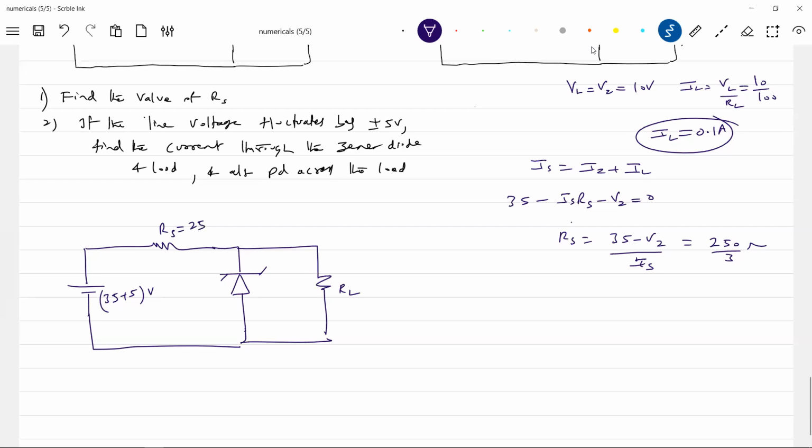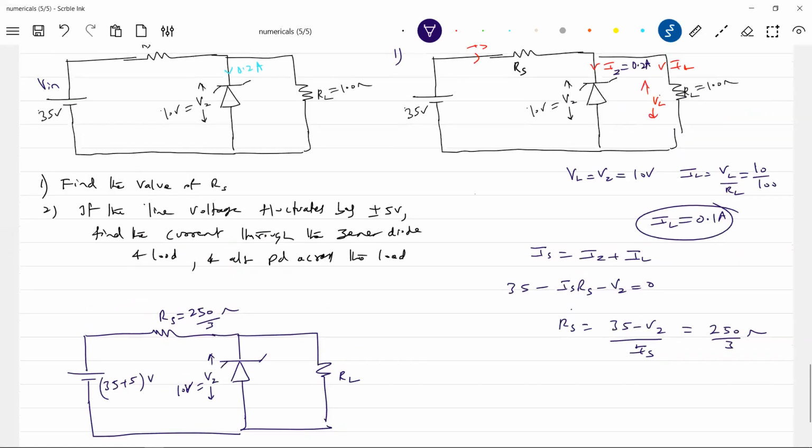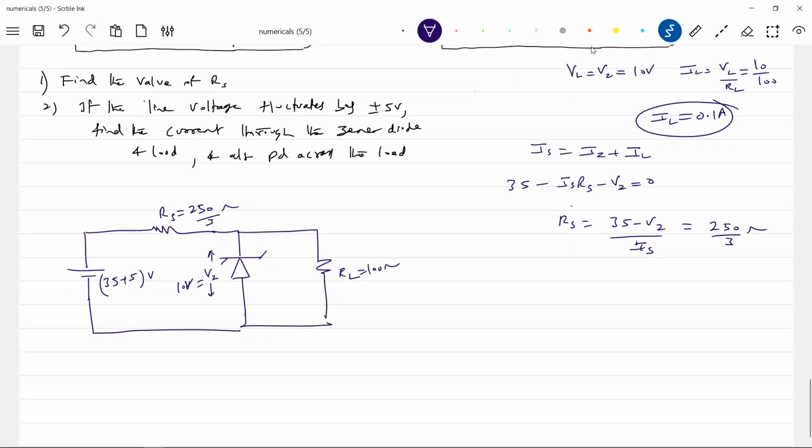Is it 250 by 3? If it is correct, then I'll proceed. The VZ, how much will VZ be? 10 volt only, it will not change. Then what about the RL? RL we know, RL is 100 ohm. Then how much is VL? VL will be equal to VZ, equal to 10 volt. And the current through it will be fixed.